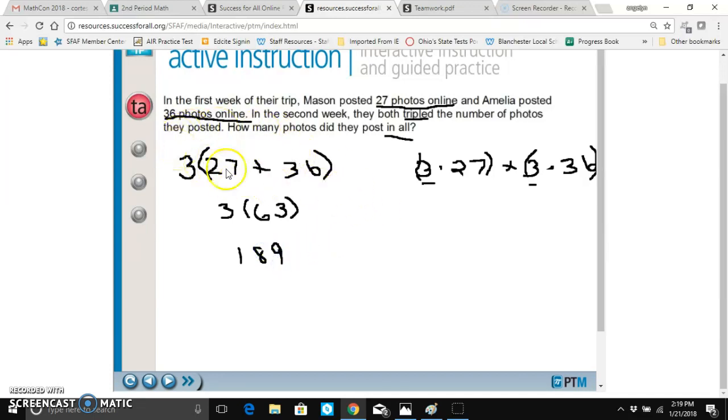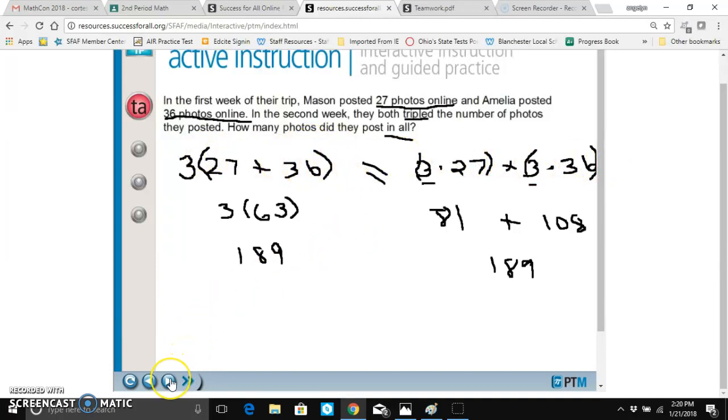Now, just to show you that this math problem is equal to this math problem, I'm going to do this one also. 3 times 27 would be 81, I do believe, 81. And then 36 times 3 would be 108. Then if I add those two together, I would get 189. So that's how you demonstrate this word problem using this PEMDAS problem. And when you use a distributive property, this problem is also equivalent to this one.